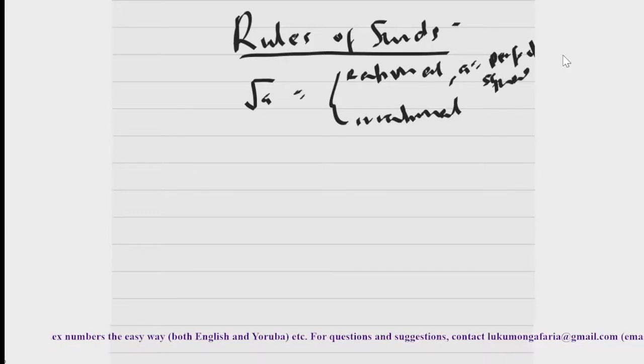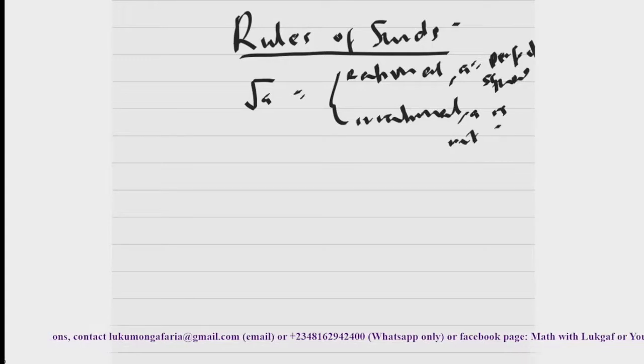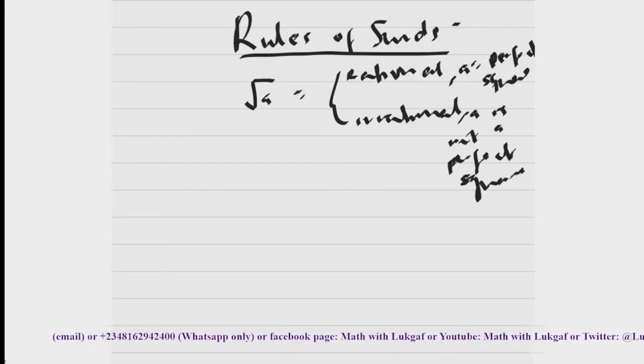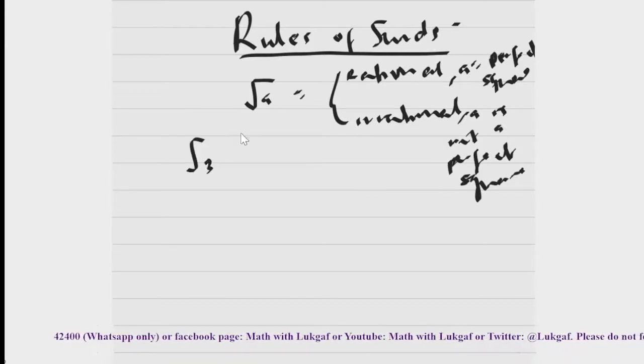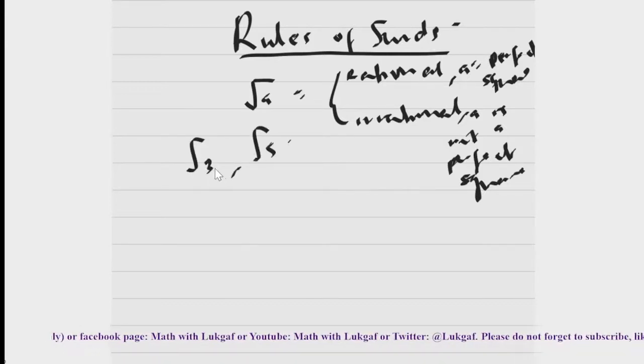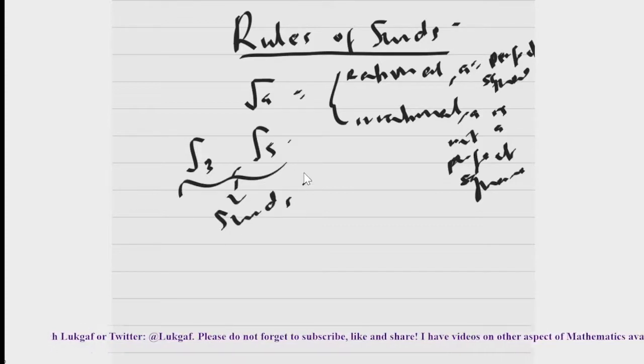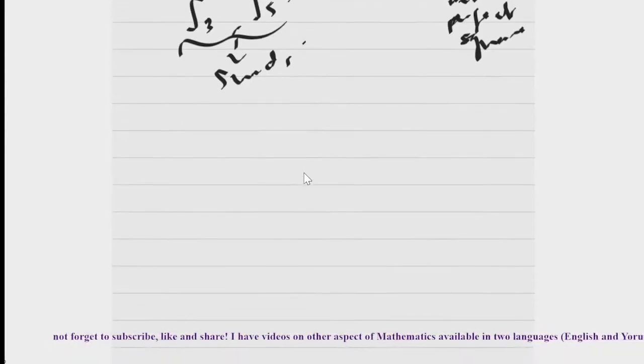What is a perfect square? Perfect squares are those numbers you can take their square root. But it will give you an irrational number if A is not a perfect square. For example, when you have square root of 3, square root of 5, these are irrational numbers, and I said these irrational numbers are called surds. So in this video, I'll be explaining some of the rules guiding surds.